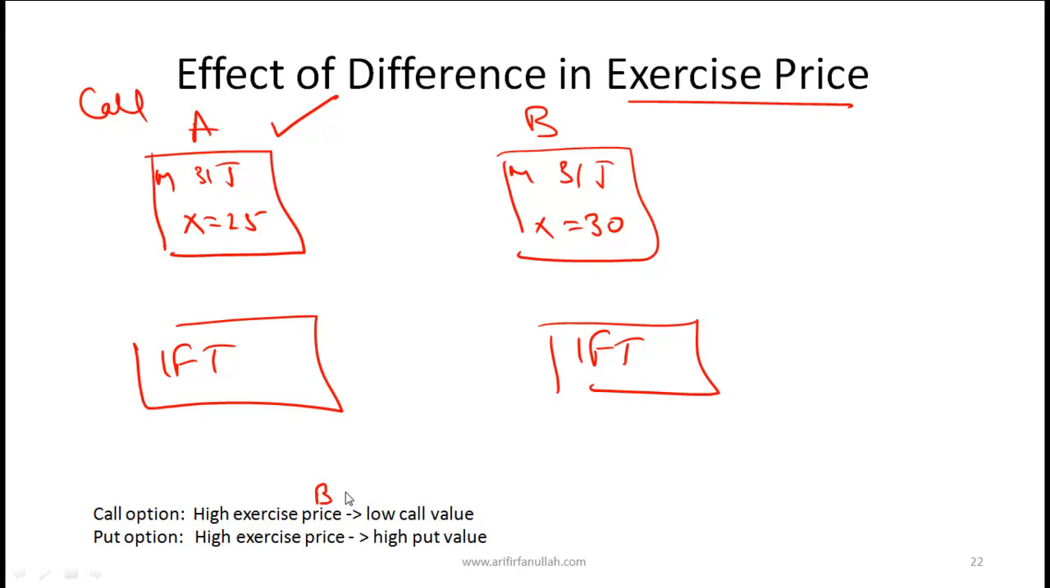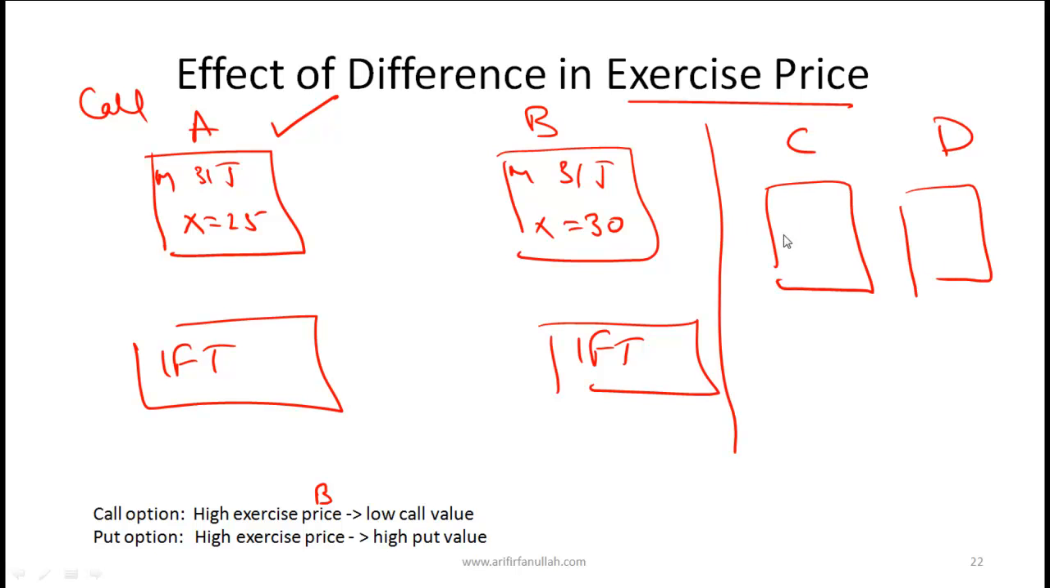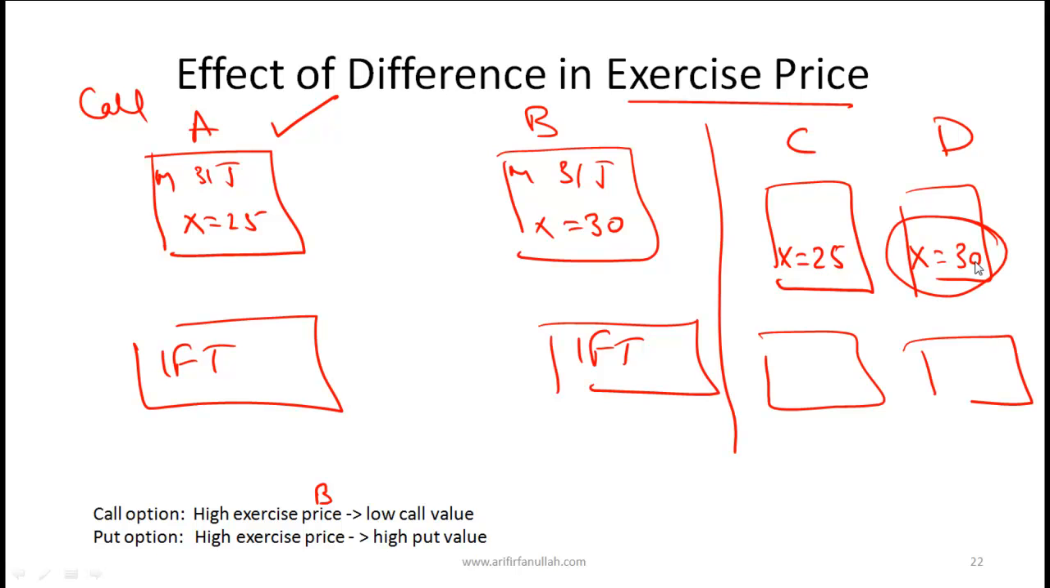A put option will be the opposite, because a put option is the right to sell. So now if we have put option C and put option D, similar in all respects, the only difference being that on C we have an exercise price of 25, on D we have an exercise price of 30. The underlying is the same for both. Then clearly the right to sell at 30 is more valuable than the right to sell at 25. And so with the put option, if we have a higher exercise price as we have with option D, then the value will be higher.